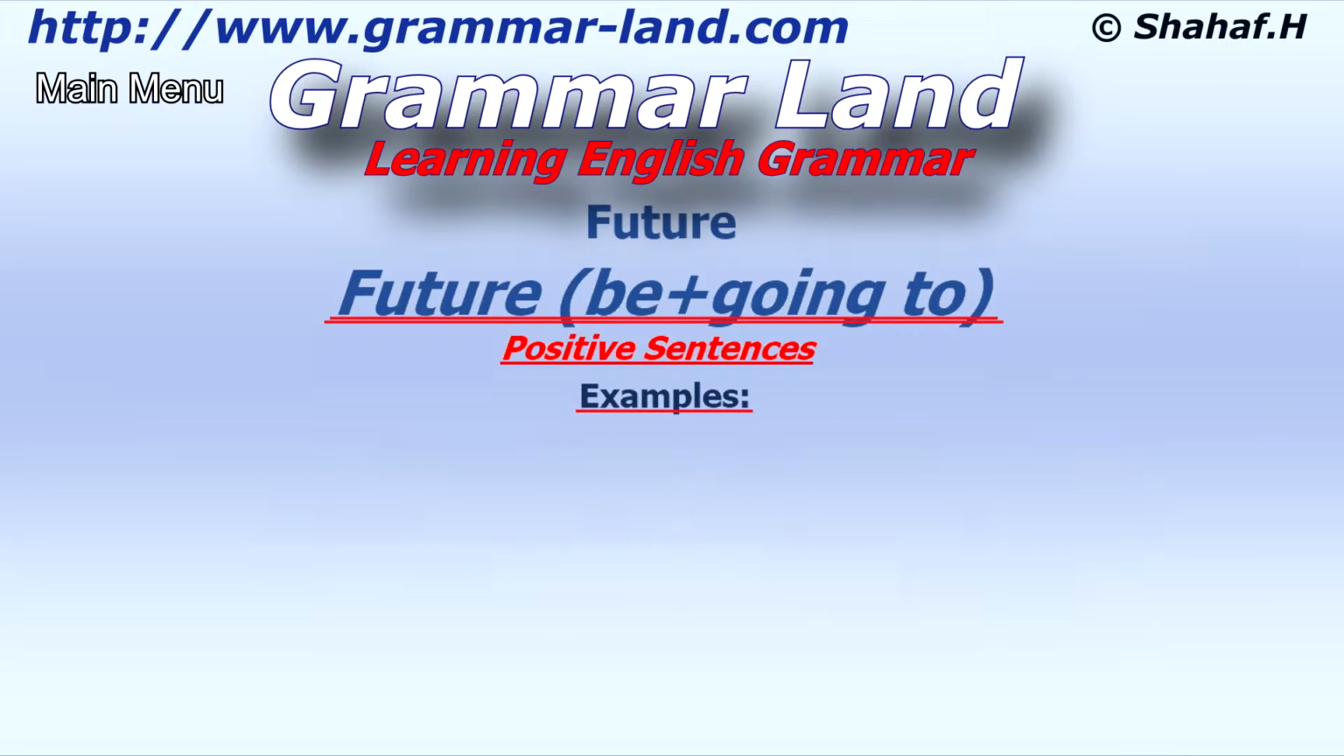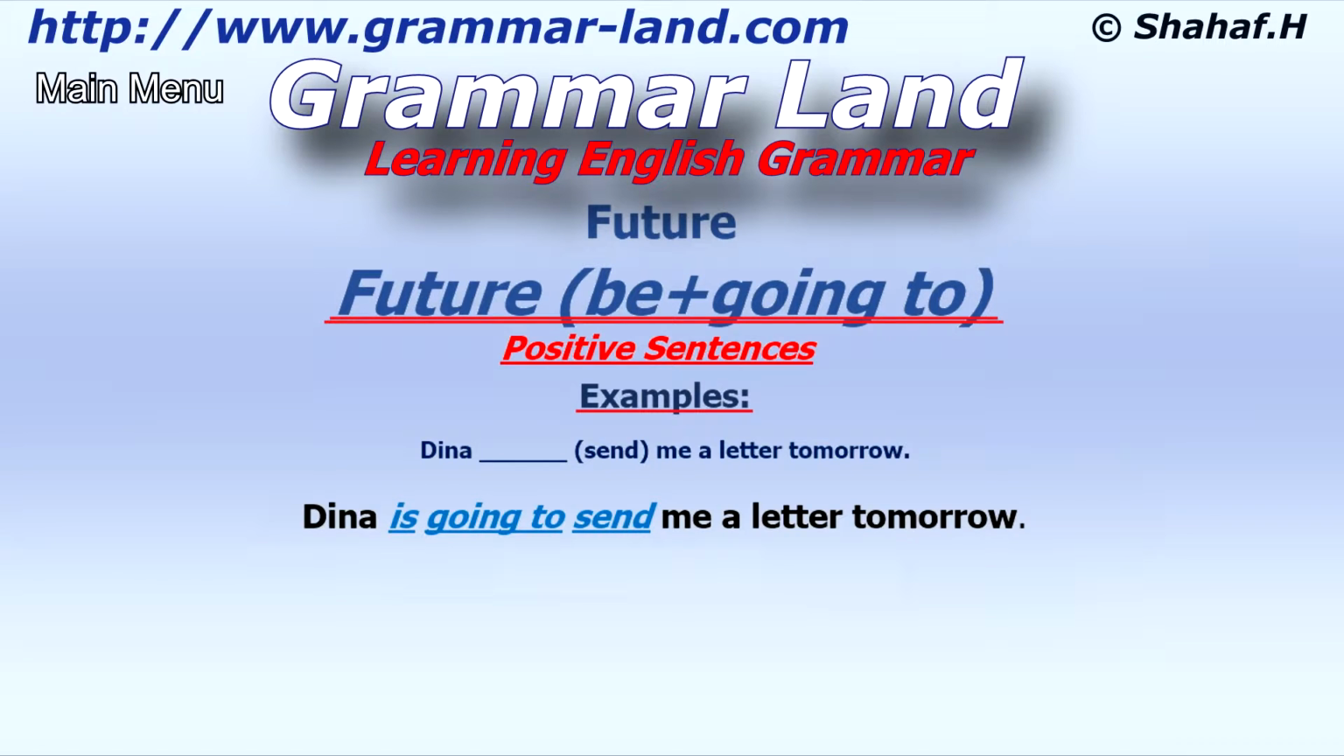Examples. Dina, send me a letter tomorrow. This is how the sentence should be, Dina is going to send me a letter tomorrow. Dina is a she, therefore we use, is. The expression which indicates future, should be, is going to. The verb send, stays as it is.